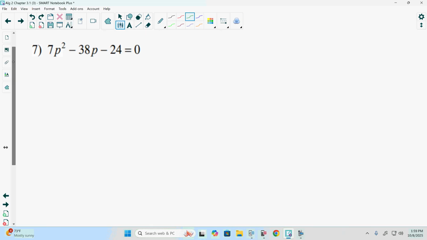Seven p squared minus 38p minus 24. Is there a greatest common factor? No. Is it equal to 0? Yes. The sign of the third term is what? Negative, so the signs are opposite. One's going to be positive, one is going to be negative.